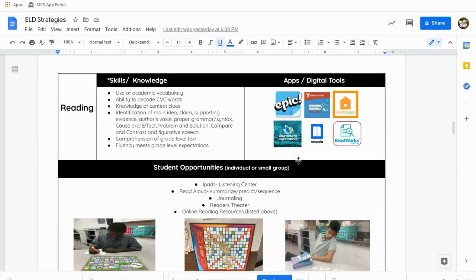Newsela, as I showed before, has many articles here for grade levels. This one also does a Spanish translation, but not every article is in Spanish. Not every one has a translation, but there are a multitude of Spanish articles in Newsela. ReadWorks, we've already worked with that before in our first activity.